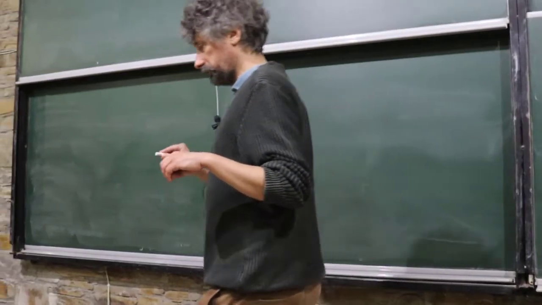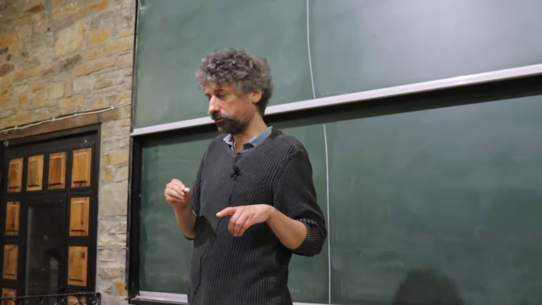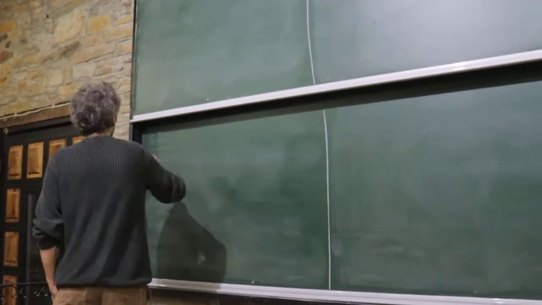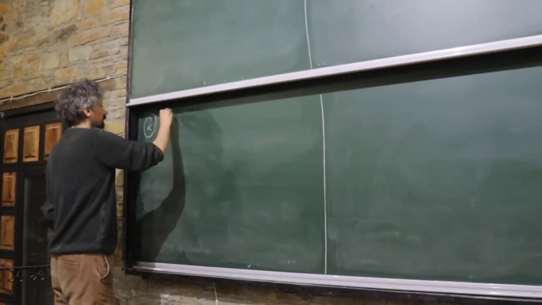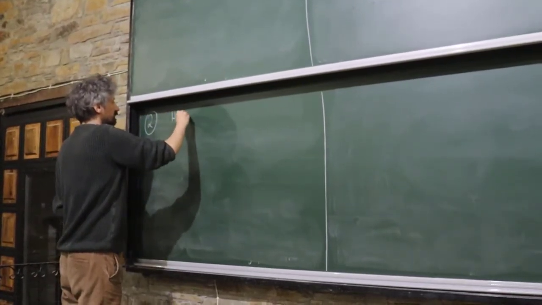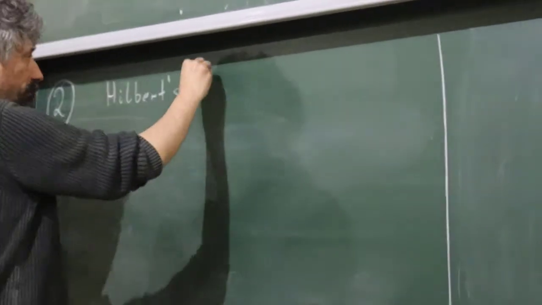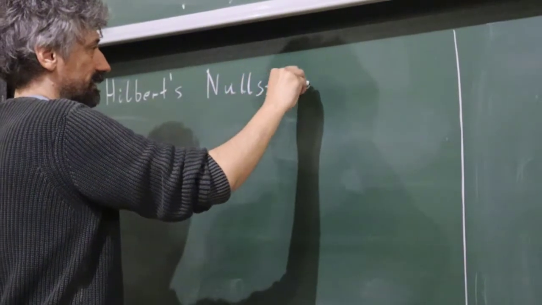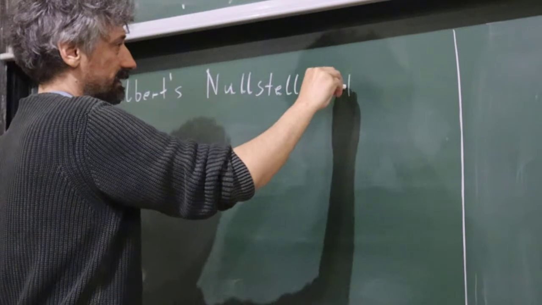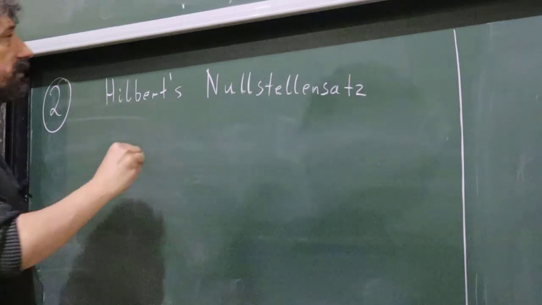So this will be the second example of application of model theory to show something about fields. This is called Hilbert's Nullstellensatz, which means theorem or statement about zeros.